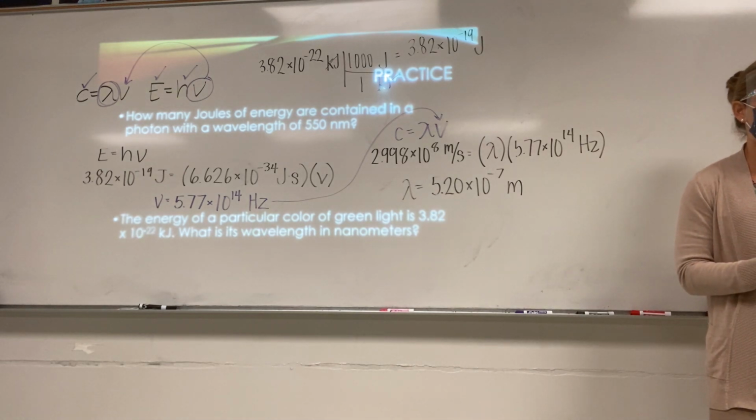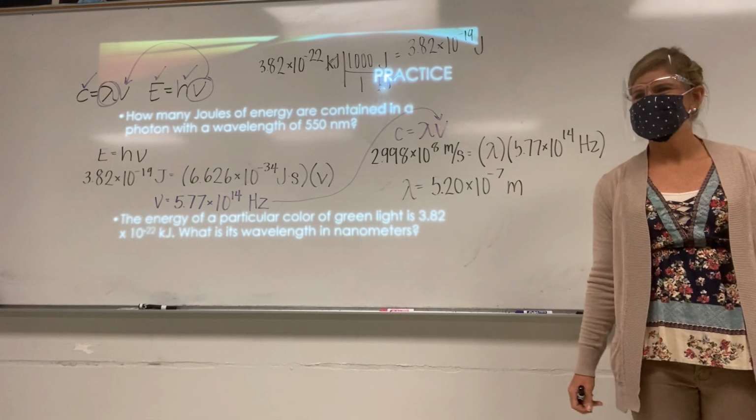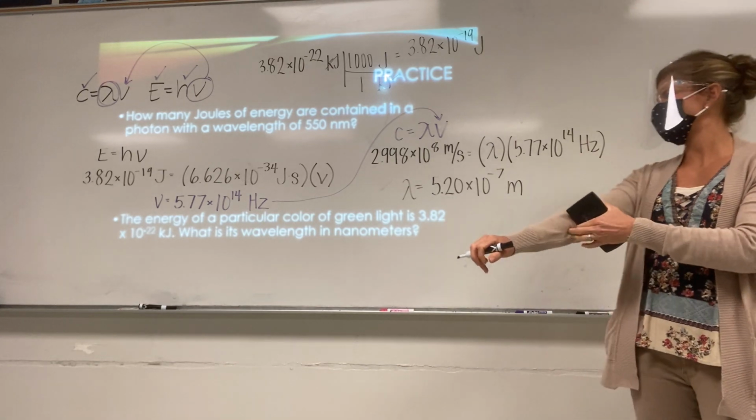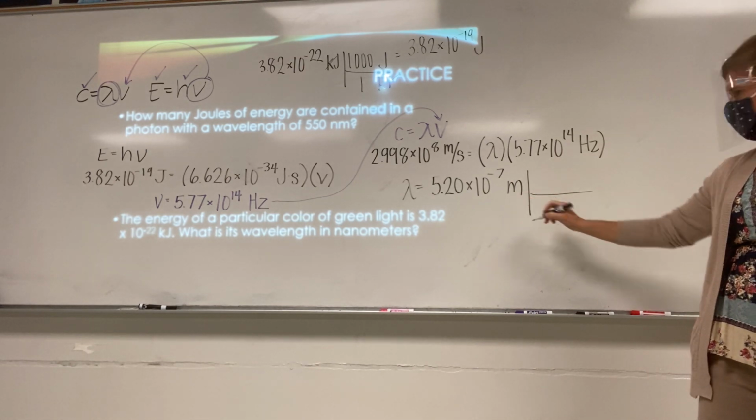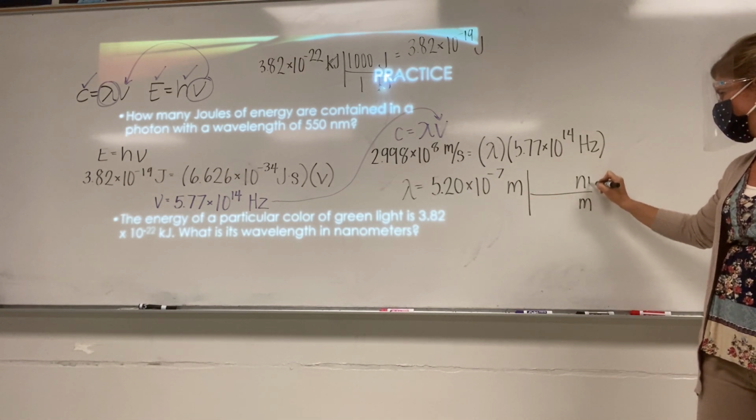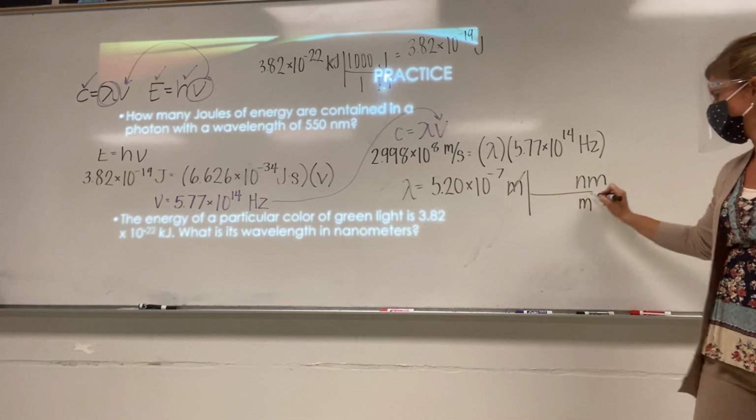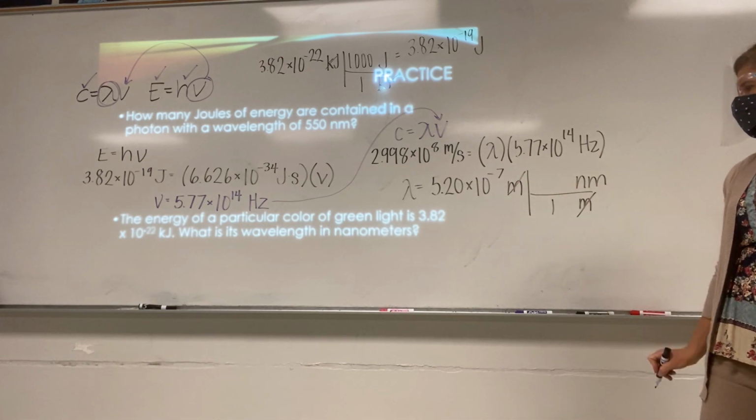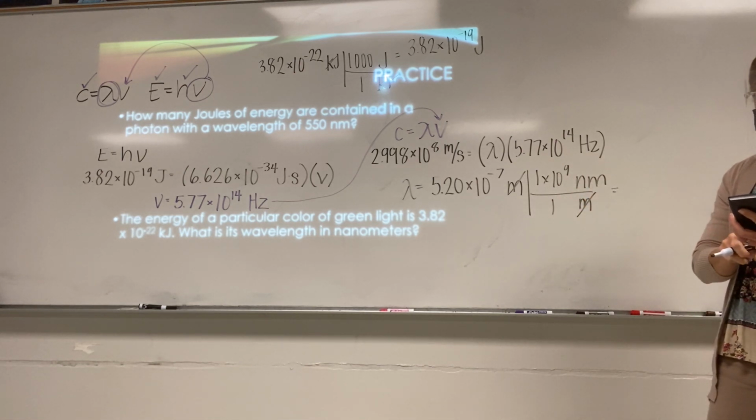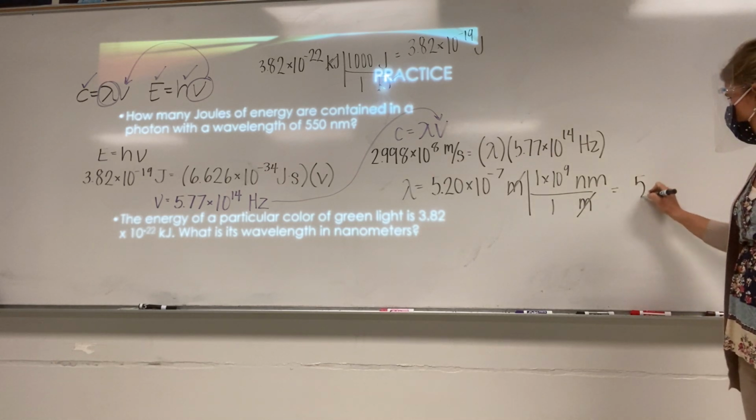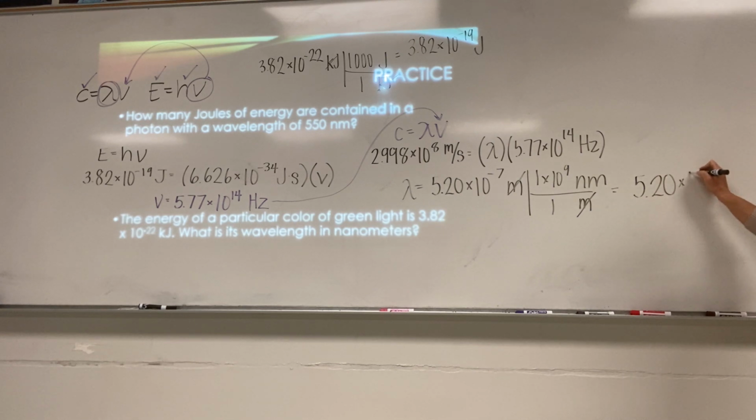Am I done? No. Why not? Man, Miss Nair asked me to go to nanometers. Okay, we can do it. Meters is on the top, meters is on the bottom, nanometers on the top. Meters will cancel. Meter is bigger. Nano is 9. Multiply by 1 e to the 9th. And you get 5.20 times 10 to the second nanometers. Woo!